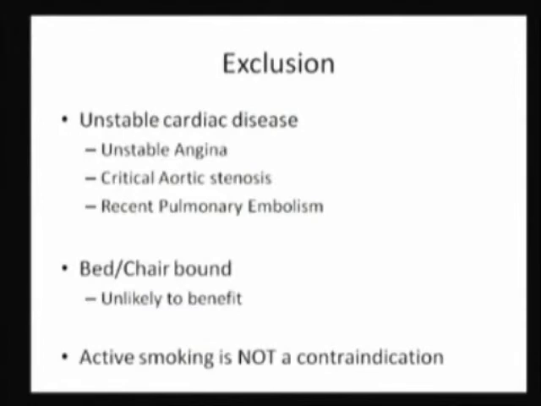Now, who not to include? Who should be excluded from this program? It's basically anyone who has unstable cardiac disease. So a patient who has a recent MI or unstable angina, you don't want to have them exercise. Most patients actually are going to need cardiology clearance before they are enrolled. Patients with critical aortic stenosis, it's also dangerous for them to exercise. Recent pulmonary embolism, you don't want them in your program.